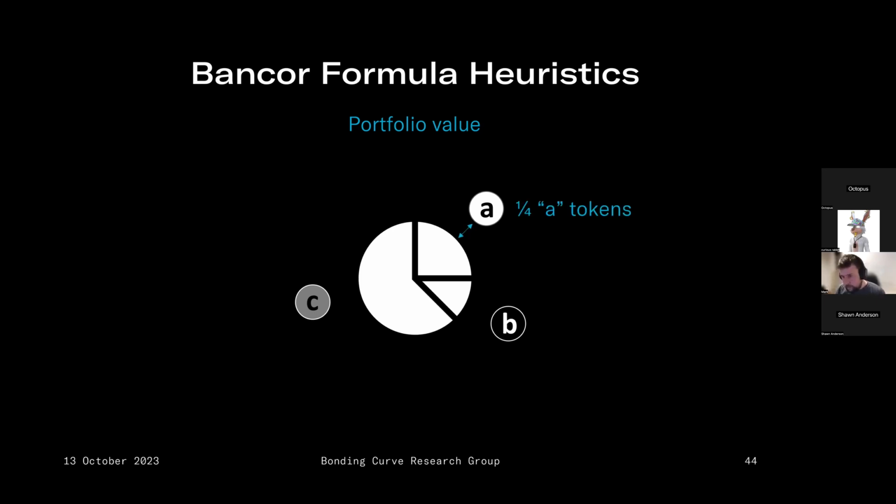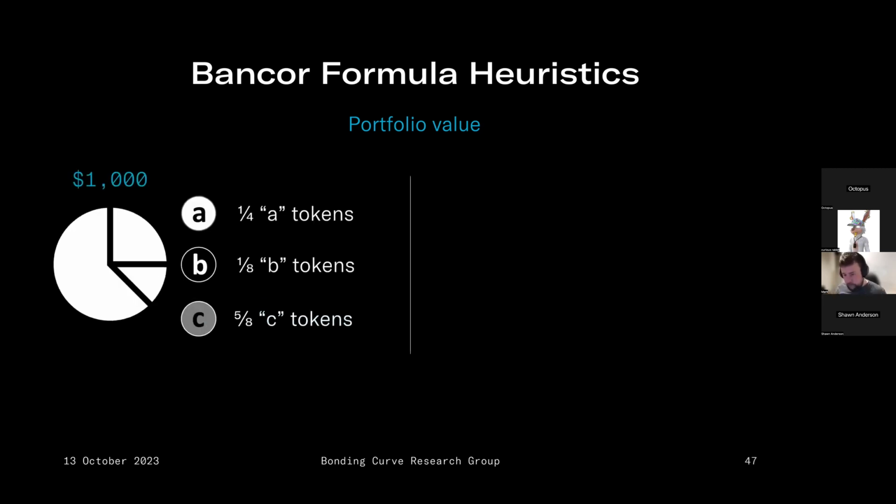So for example, you could say that for a portfolio of 3 tokens, A, B, and C, we want 1/4 of the portfolio to be denoted exclusively in A tokens. And then after that, we want 1/8 of the portfolio to be denoted exclusively in B tokens. And after that, we want 5/8 of the portfolio value to be denoted in C tokens.